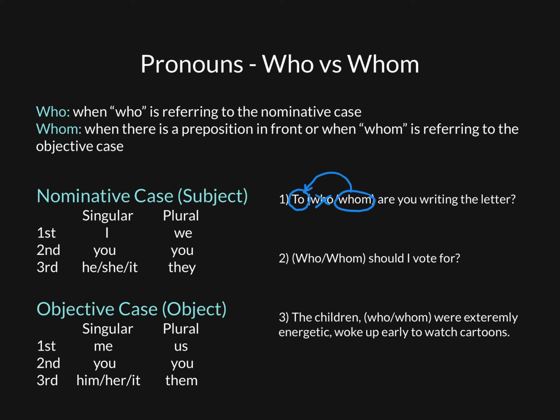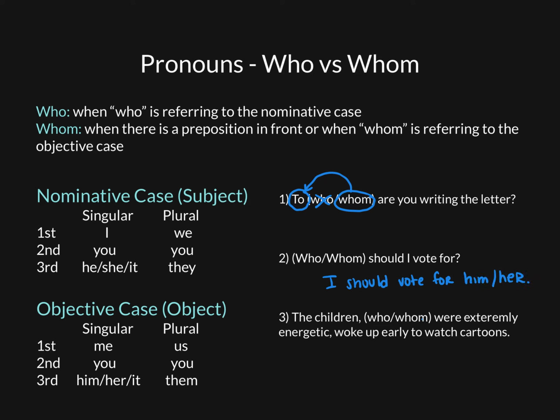Now, number two is a little more tricky because we don't have a preposition in front, so we do have to look at the nominative or objective case. But it's not too bad. Here we have: who or whom should I vote for? A good way to see if it's referring to a nominative or objective case is to rearrange the sentence into a sentence that includes one of these subjective or objective words. For example, we could change this sentence to: I should vote for him or her.